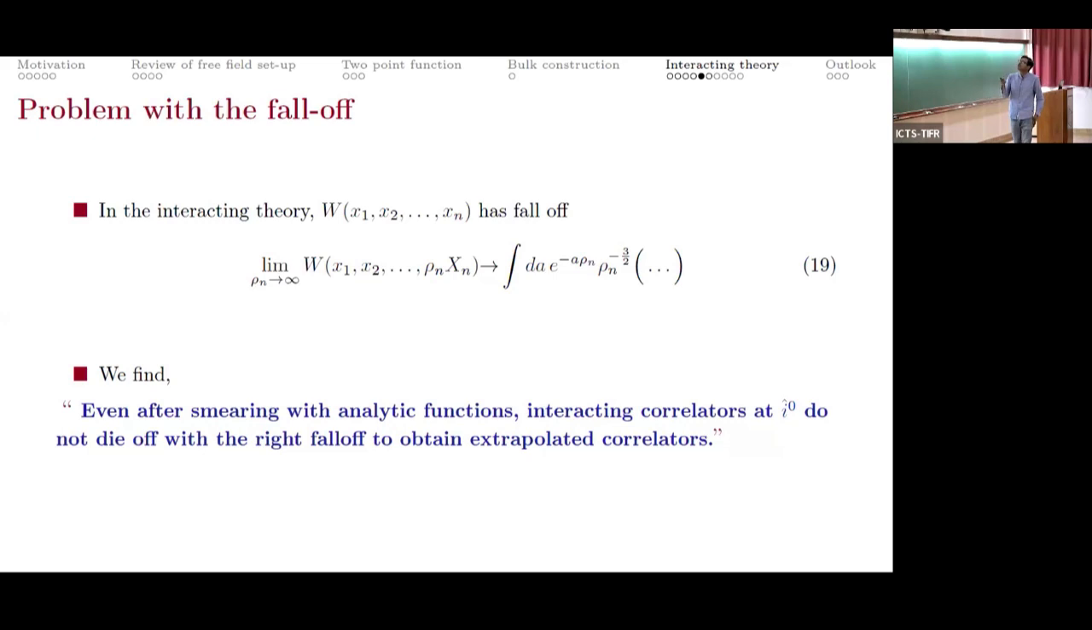Okay, so first we face this problem. We face that the Wightman function W(x1, ..., xn) does not have a good falloff. What do I mean by a good falloff? If you remember, in our extrapolated dictionary, we defined this as e to the power minus m rho.